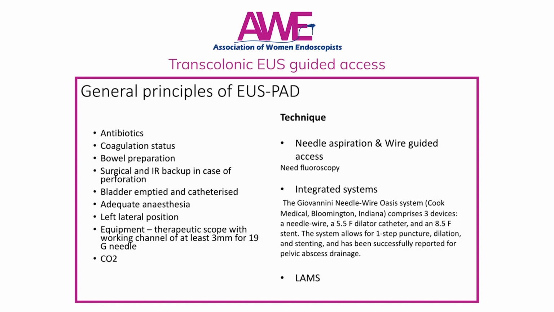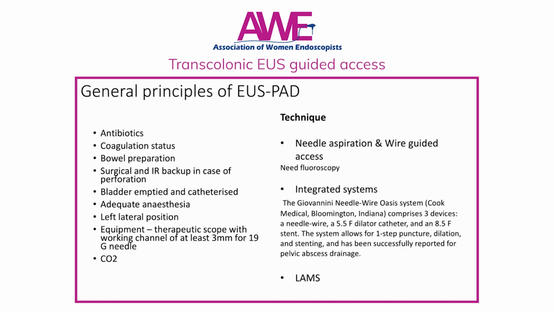where the bladder is. And even though the procedure is very similar to a sigmoidoscopy, it can be quite uncomfortable, so we have to ensure there is adequate anesthesia. The procedure is carried out in the left lateral position. Equipment, we need a therapeutic scope with a large working channel to allow for the 19 gauge needle. And of course, CO2 is recommended.